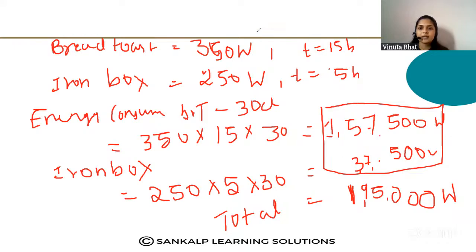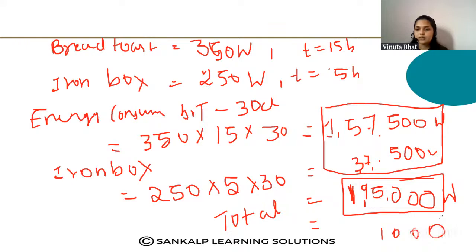Already it is given in the data that for 1 kilowatt hour it is 4 rupees. So you have to convert watt into kilowatt. To convert it into a kilowatt, you have to divide this by 1000. So 3 zeros removed and 3 zeros removed. So that is equal to 195 kilowatt hour.